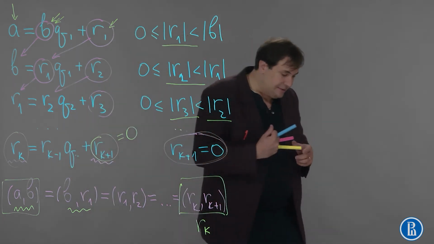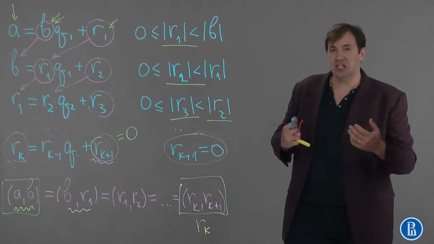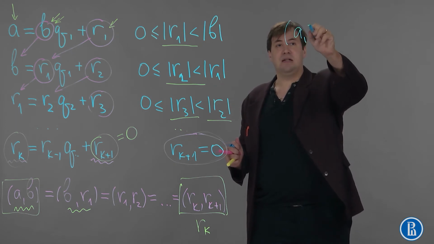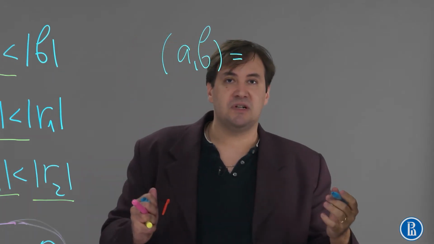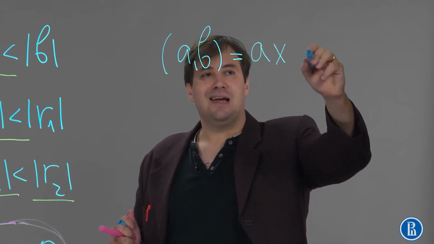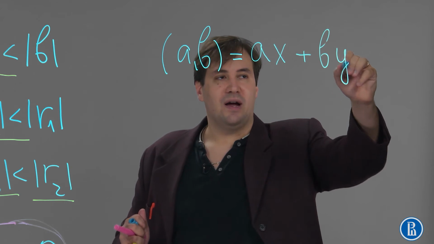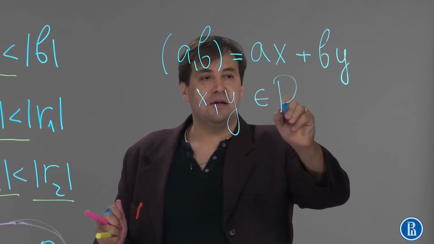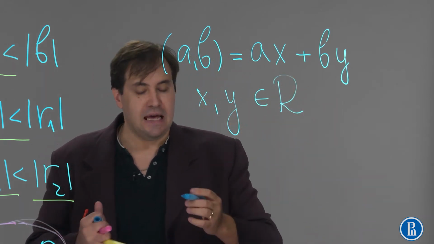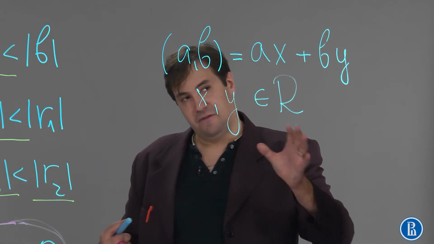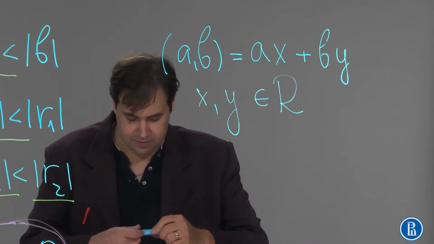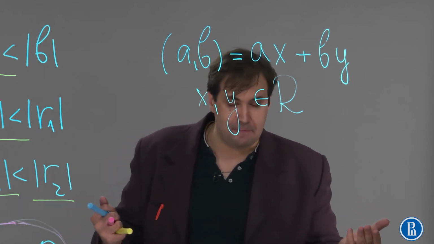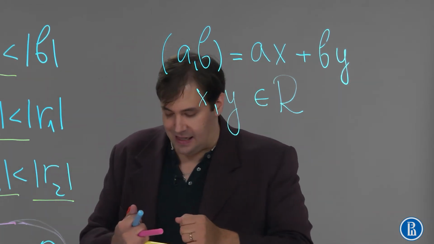First, let me remind you of what linear representation is. If we take the greatest common divisor of A and B, it can be represented as a linear form ax plus by, where x and y are some elements of the same ring where A and B belong. It is a Euclidean ring. We have talked about Euclidean rings in the previous parts. Okay, so why is it so? Why do these x and y exist? Let's take a look at the Euclidean algorithm.